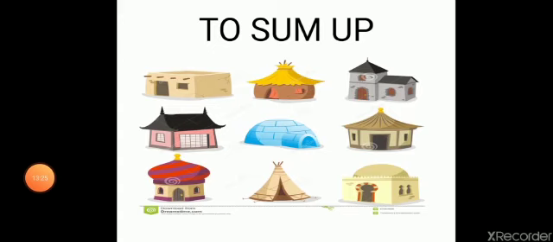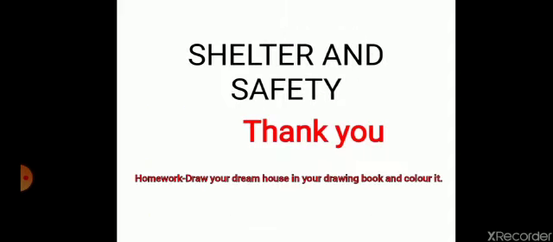Now, to sum up, I want to tell you that we now know we have different types of houses. We have kacha houses, we have pakka houses, we have permanent, we have temporary, we have portable like tents. We have igloos. There are so many types of houses, but the main purpose of a house is to provide you shelter and safety.